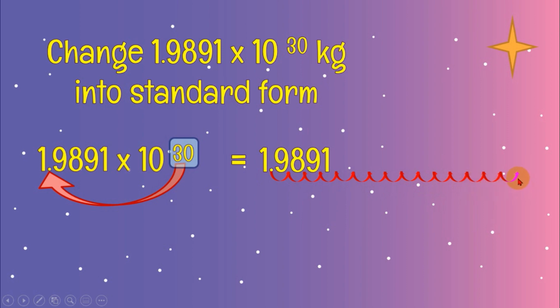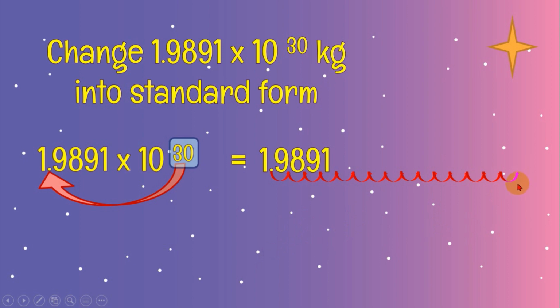When you move the decimal point, it should be continuous. However, since I don't have enough space to my right, I'm just going to write it down below. But when you move the decimal point, it must be continuous. You can't cut the number. So let's just continue below, just so you can see that we really moved the decimal point.